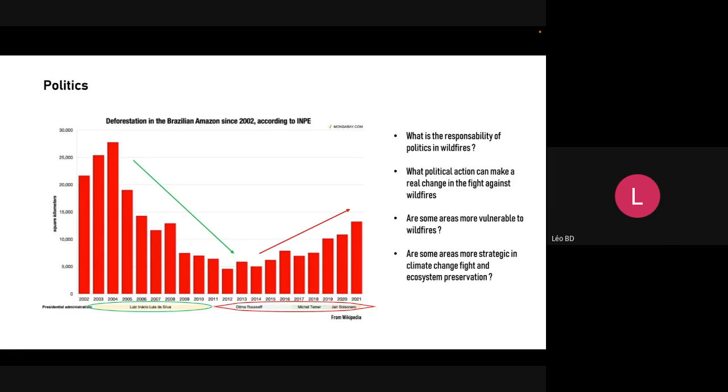Are some areas more vulnerable to wildfires? That's also important because some areas might be more vulnerable and also richer in terms of biodiversity or of indigenous communities, and maybe it's even more important to preserve them than others. And finally, are some areas more strategic in climate change fight and ecosystem preservation? Because as we know, a forest is a system, and maybe some areas are like the heart of the system and need to be preserved even more because they are more effective in terms of climate change regulation and forest regulation in general. So these are a few questions.